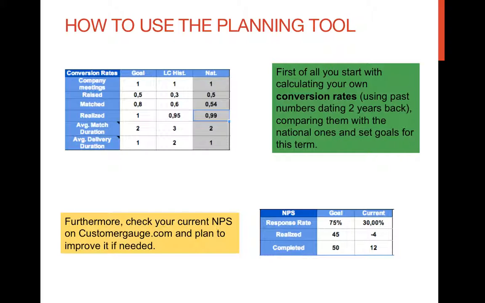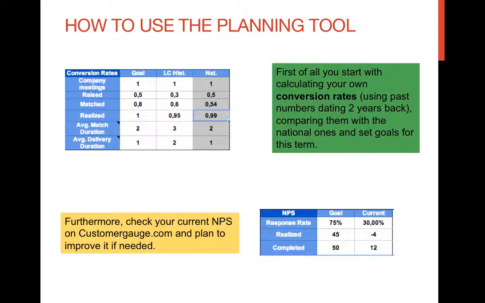Now keep in mind that you have to pay a lot of attention to your conversion rates, because you're going to need them later to calculate when you can realize a TN. So for example, if you want to realize a TN in January, that means you have to match it the latest in December and raise it the latest in October, simply because of your matching durations. And then you also have to raise more TNs because, of course, you're not going to match all of your raised TNs, even though that should be your goal.